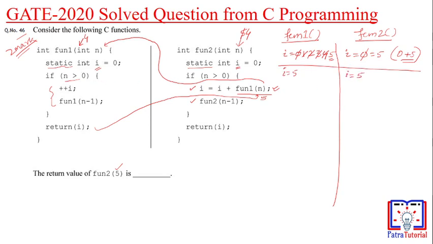Okay, now 4 is greater than 0. Then I plus plus and call the same function again. Okay, so I plus plus means what? 5 will be incremented to 6. Then again call the same function by passing n minus 1 as a parameter.